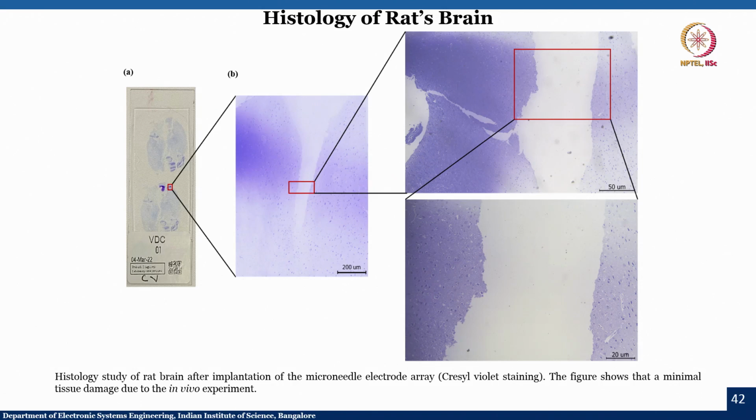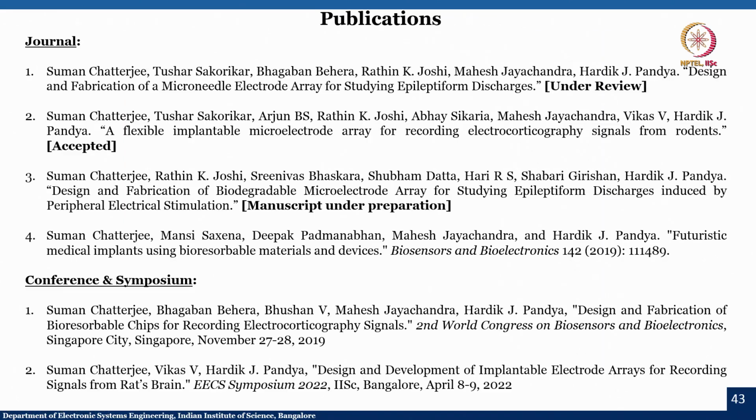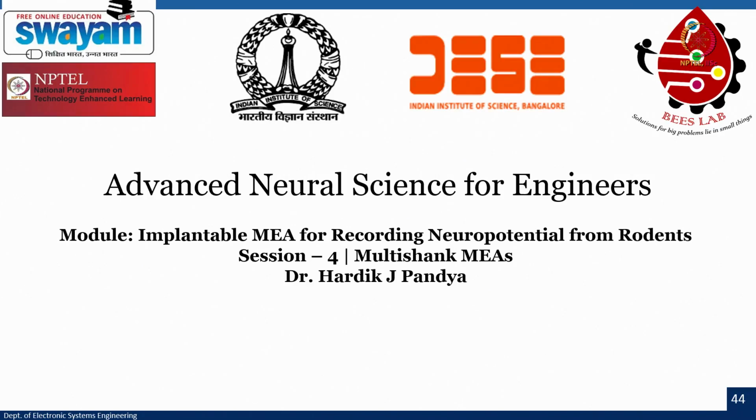So, this is the histology of the rat's brain. You can see how the needle has penetrated right inside the rat's brain, and it is a crystal violet assay. The figure shows that minimal tissue damage due to the in vivo experiments has occurred using this particular experimental methodology. We have some patents and some publications around this area. Right now, let us not worry about it.